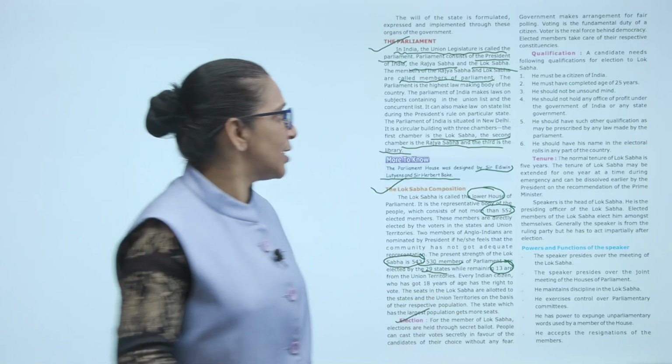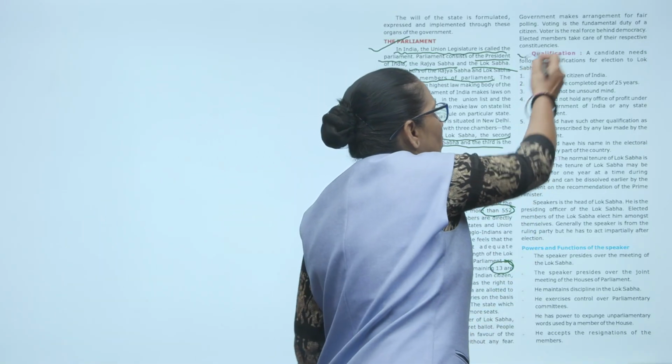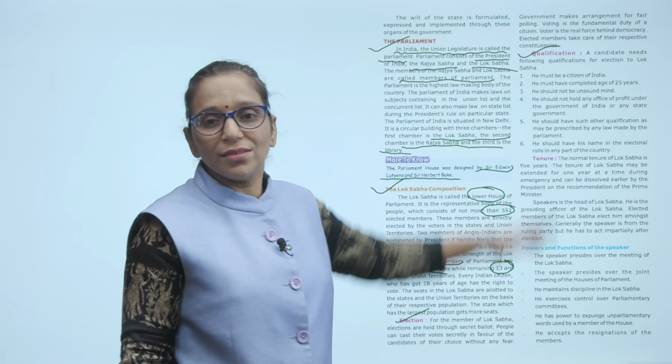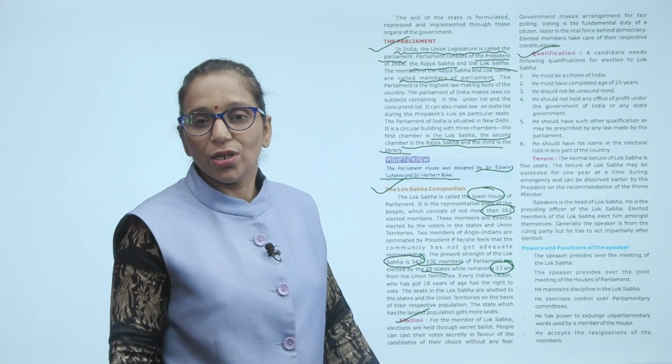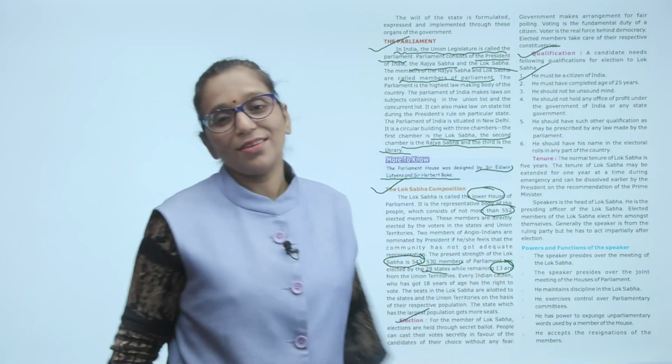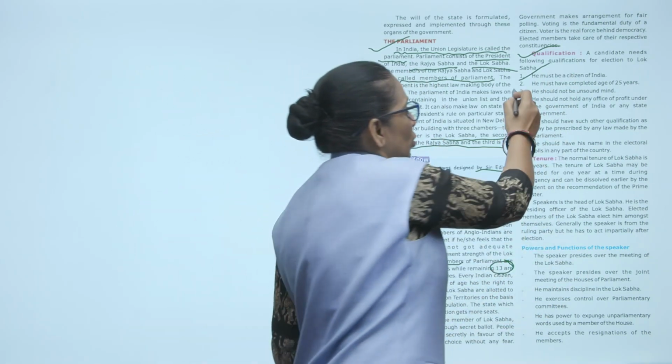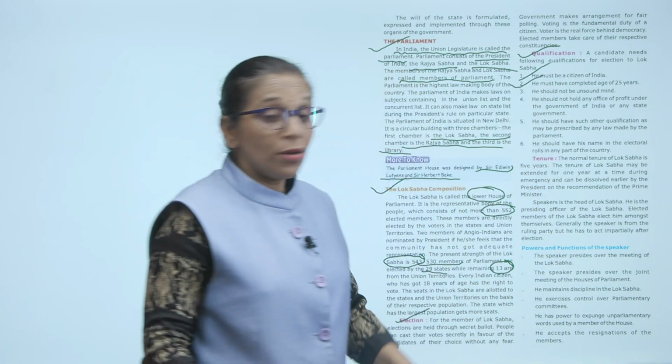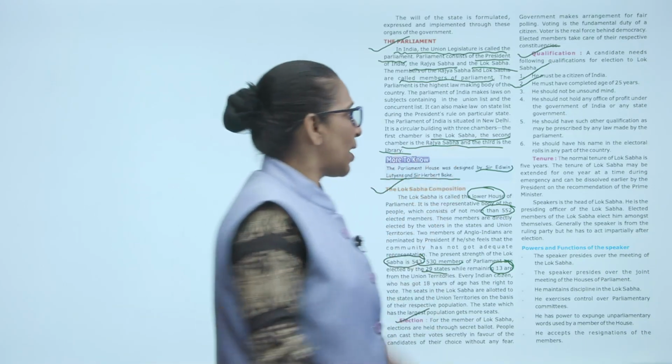Now, what are the qualifications to become a member of Lok Sabha? A candidate needs these four qualifications. Number one, the person must be a citizen of India. Age should be 25 years and above, and not of unsound mind; a perfect mind should be there.